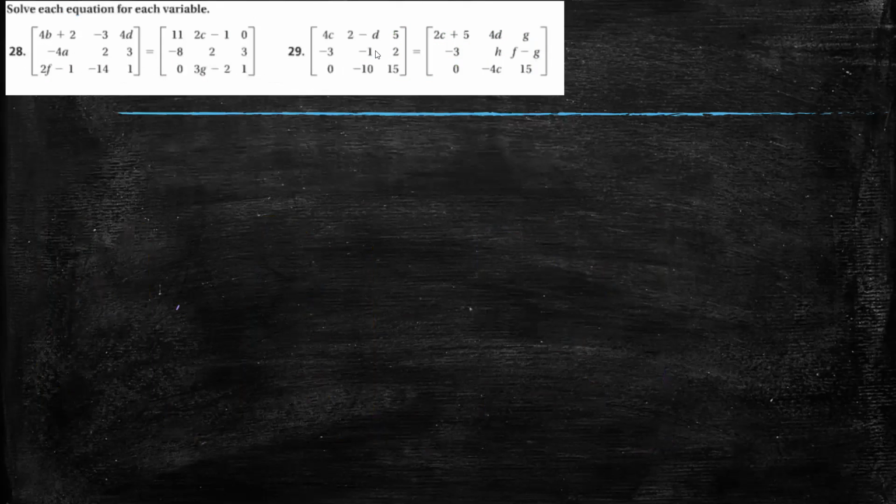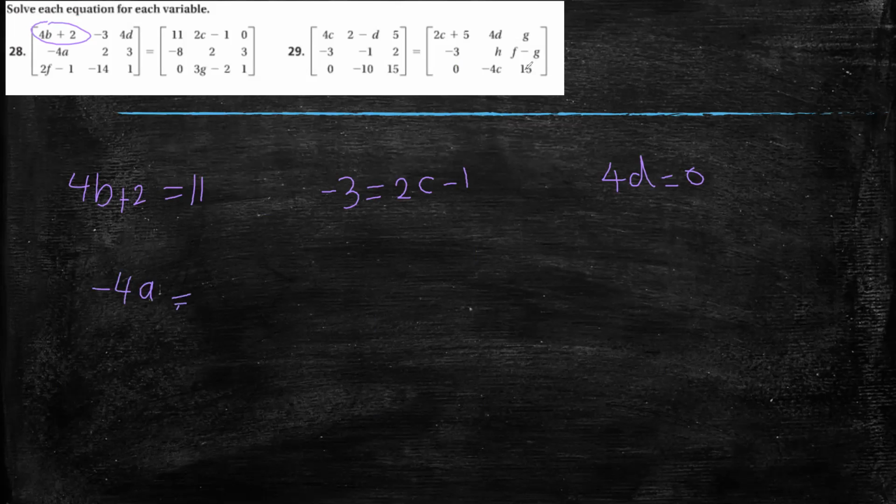Here now, you have to find the value of the variables. Let's see. 4b plus 2 equals 11. And negative 3 equals 2c minus 1. 4d equals 0. Negative 4a equals negative 8. And 2f minus 1 equals 0. And negative 14 equals 3g minus 2. So let's find the variables.